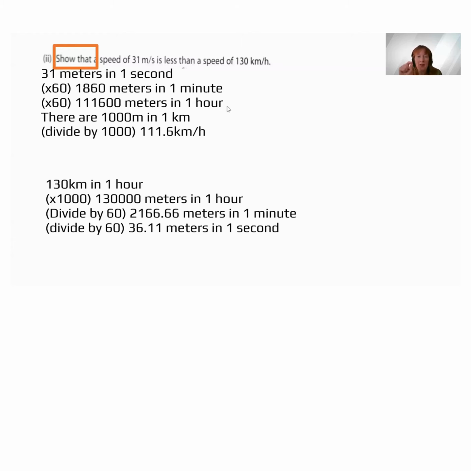We call replacing the numbers in the formula with your numbers from the question substitution in the mark scheme. And it's called conversion when you convert one number to another. So there are 1,000 meters in 1 kilometer, so you divide by 1,000. Make sure you know which direction to go with those.